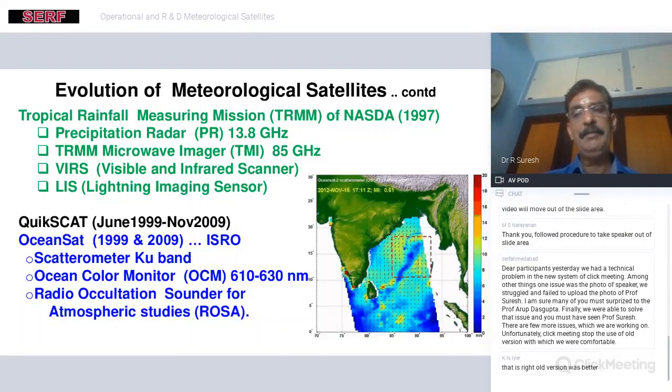Thereafter the GPM, Global Precipitation Mission, satellites started coming in after 2002, and then there is a constellation of satellites, and currently India is also contributing by launching a satellite called Megha-Tropiques. So TRMM was the forerunner for estimating the precipitation from the spacecraft.